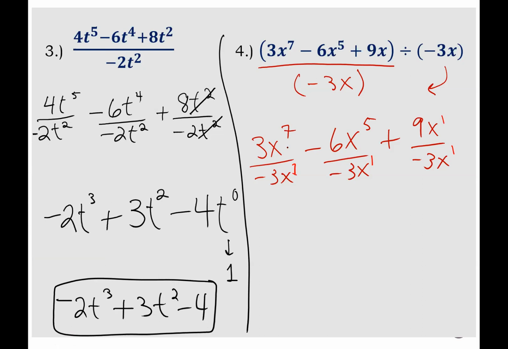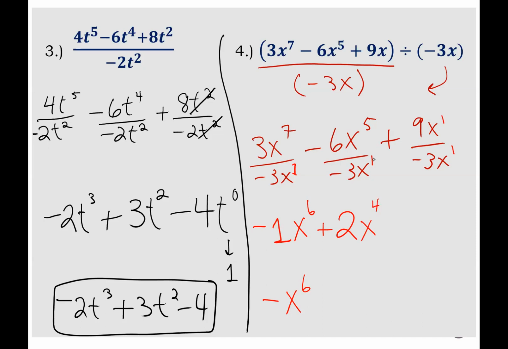Okay, so here we go for the first one. 3x to the 7th divided by negative 3x. 3 divided by negative 3 is negative 1. x to the 7th divided by x, that's just x to the 6th because I'm subtracting exponents, 7 minus 1. Now I'm leaving this negative 1 coefficient here. Maybe for my final answer, I'll just write negative x to the 6th rather than negative 1x to the 6th, but they're really the same thing. Next term, negative divided by negative is positive. 6 divided by 3 is 2. x to the 5th divided by x to the 1 is now x to the 4th.